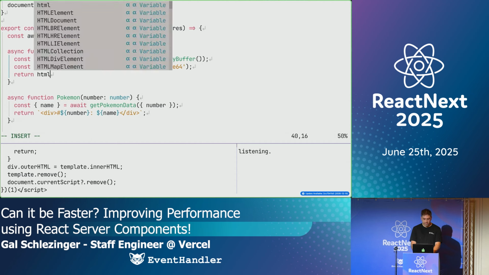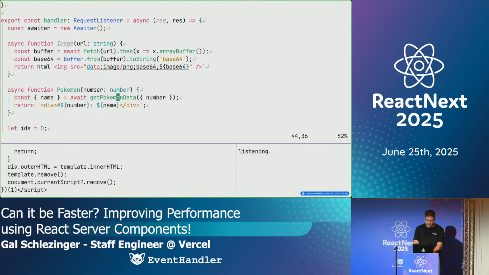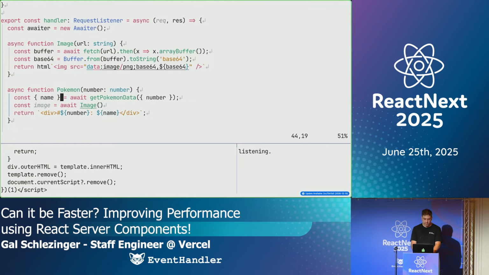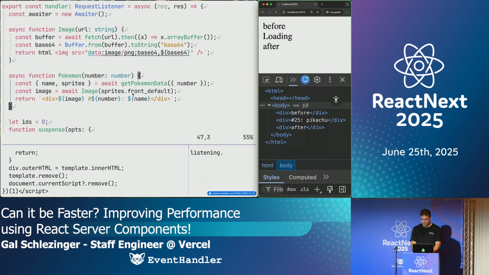Then we can return an HTML of an image. Sorry. That thing will work by doing data image PNG base64, and then having here the base64. So we will embed the base64. Just to show that it works, we will do await image here. And here we have sprites, and we'll do sprites.front_default. And let's do image. Right? Now we have Pikachu, right?